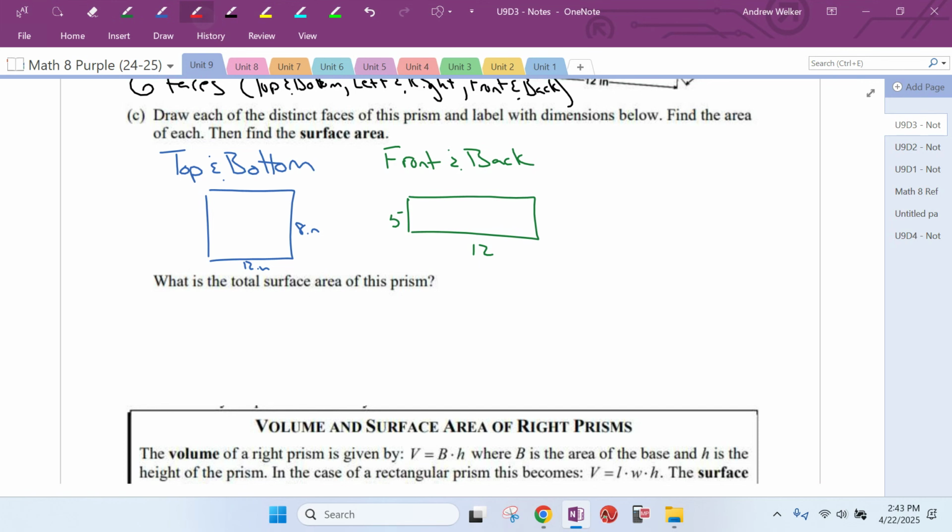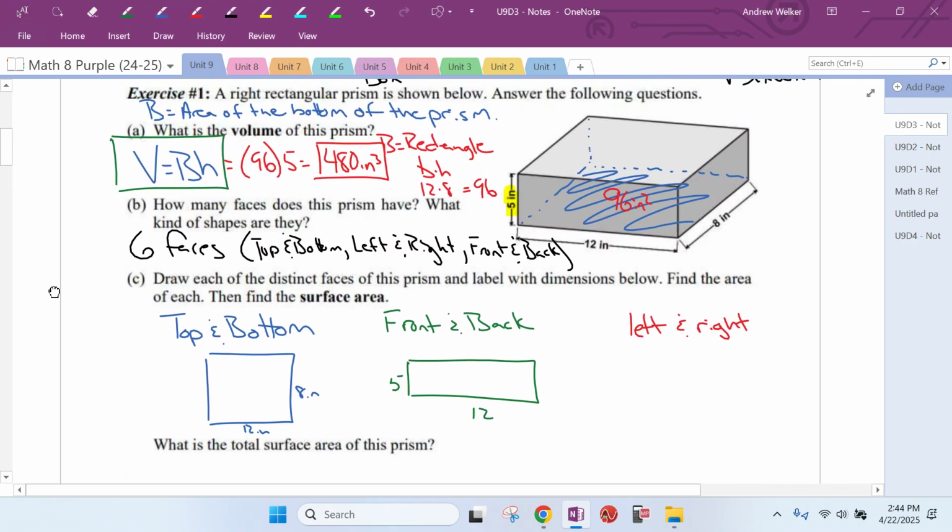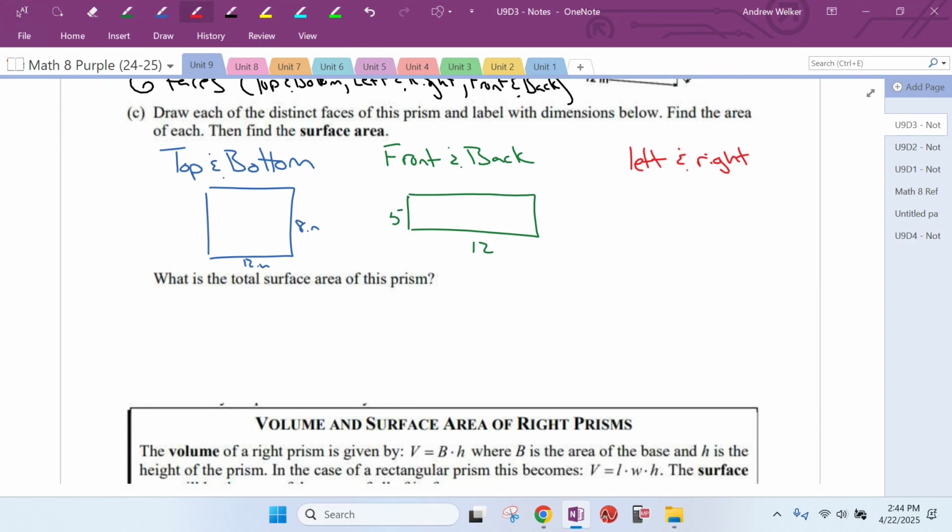And then last but not least, we have the left and right of this right rectangular prism, and that is also a rectangle, and this rectangle is 8 by 5. And what we need to realize is that, again, there's 2 of these, 2 of these, and 2 of these, right? So if I want to find the surface area, that means all the faces added together. So like we're wrapping the box with paper.